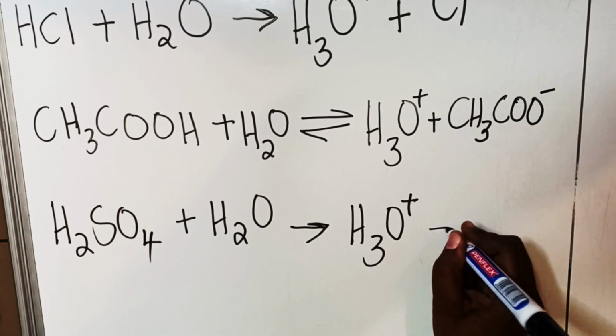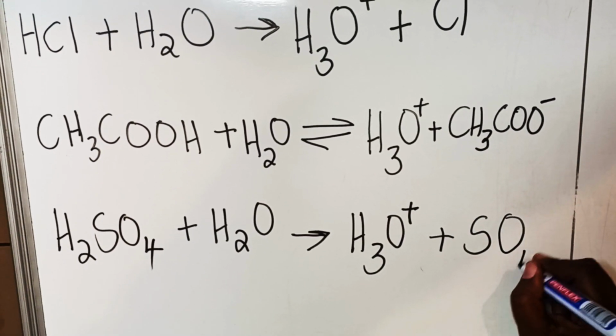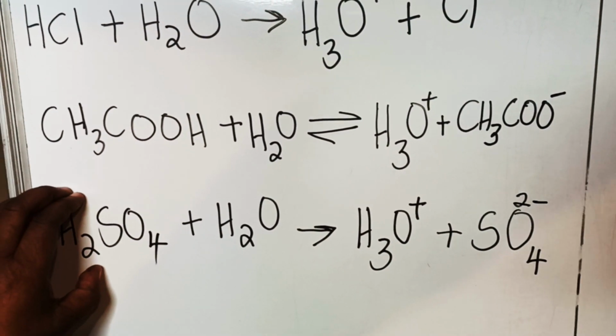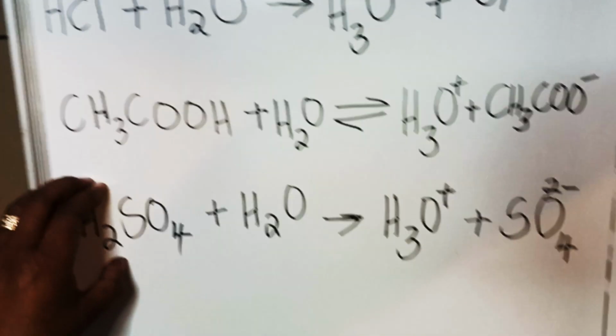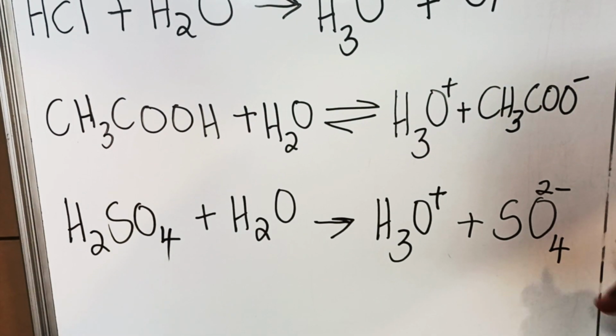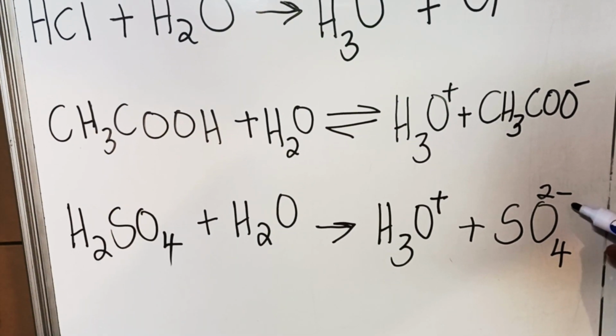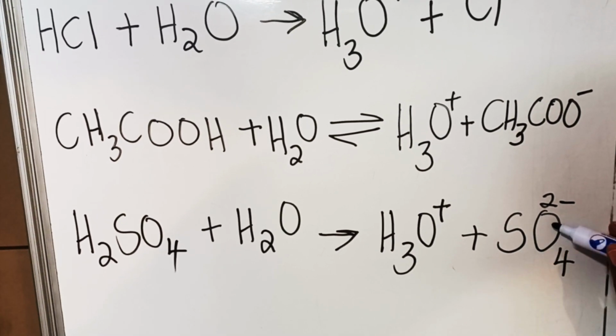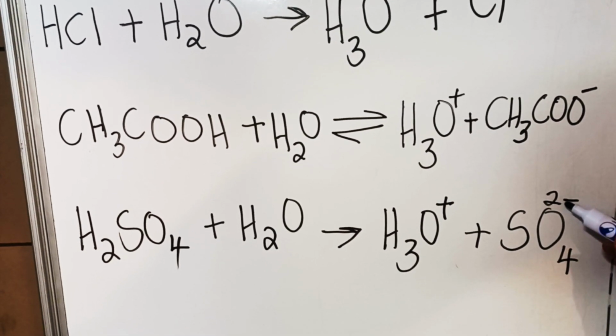So here, you'll be left with only 2 minus. Now, why 2 minus? You remember you lost 2 hydrogens that were positive. So you had positive 2. If you lose positive 2 in the whole molecule, you'll be left with negative 2, right? So this one is the sulfate ion. The sulfate ion has a charge of 2 minus.